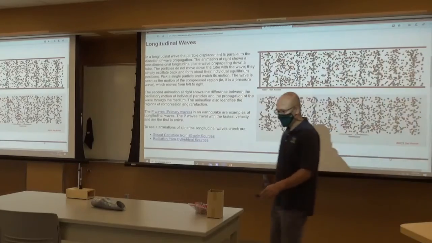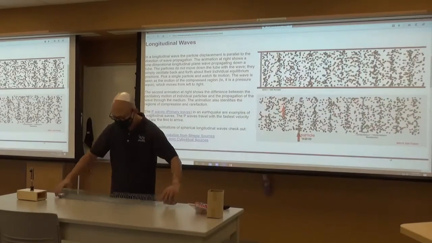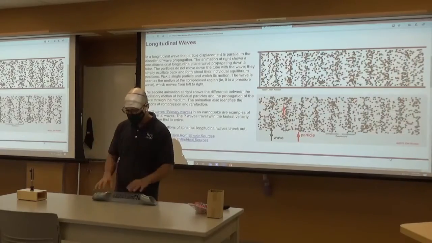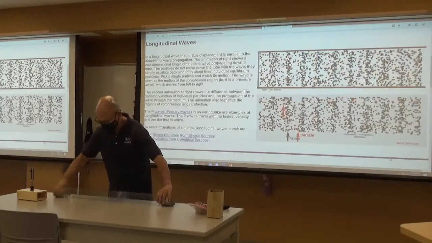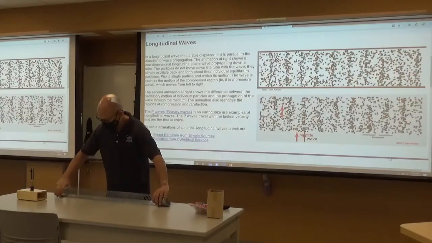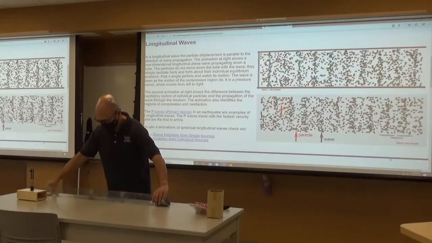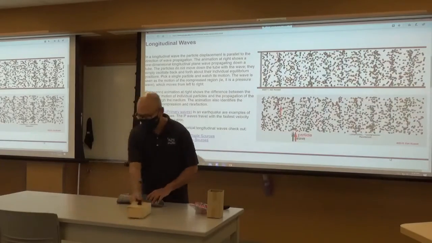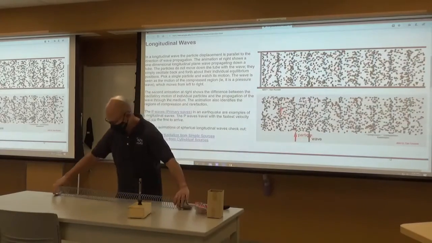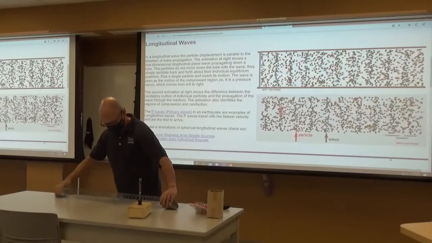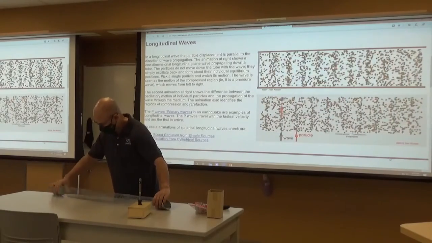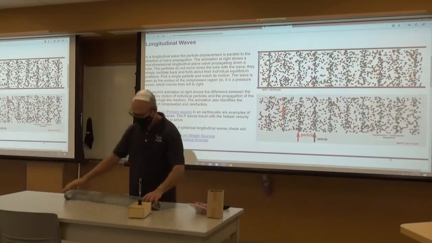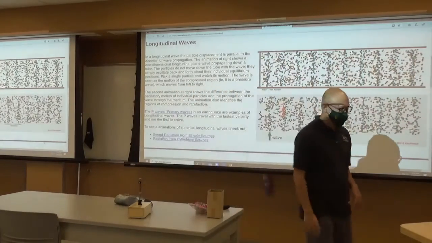I can show that in this slinky also. When I move this back and forth, you will see compressed region and less compressed region. You see that? There's compressed region. And there is less dense region.